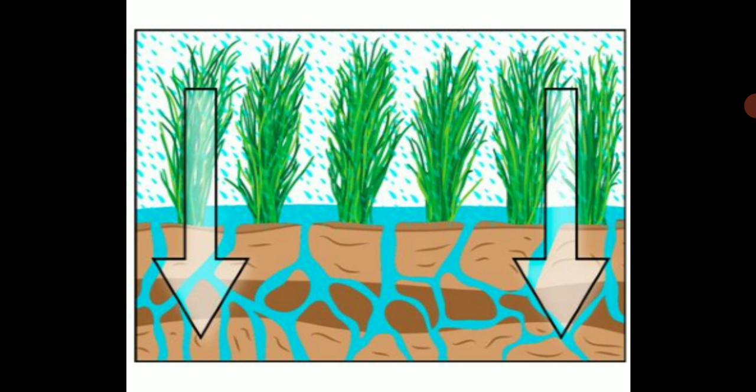Now here you see how water can percolate inside the soil, because it has pores inside. It depends upon the particle size, and between the particles you will have some space. That will allow water to move inside, and this is how water will percolate through the soil.